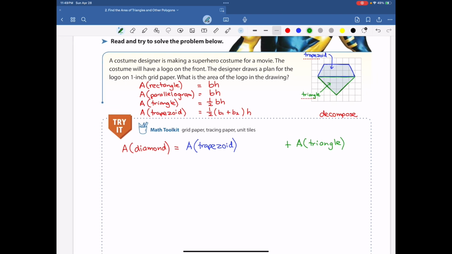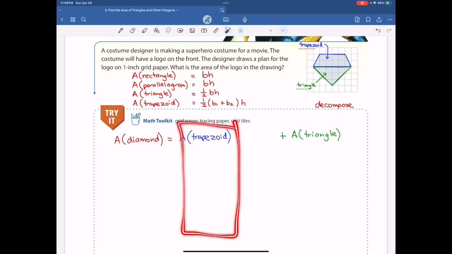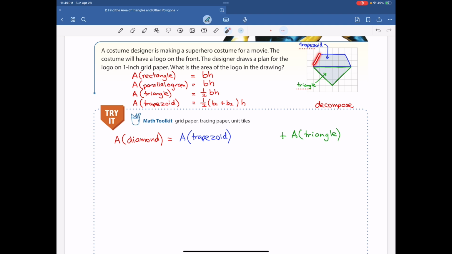And I'm going to give myself a lot of space for this problem. So we'll work on the trapezoid first. We'll work on the area of the triangle. And when we add them together, we will have the area of the diamond. So area of trapezoid plus the area of the triangle, you will have the entire logo.